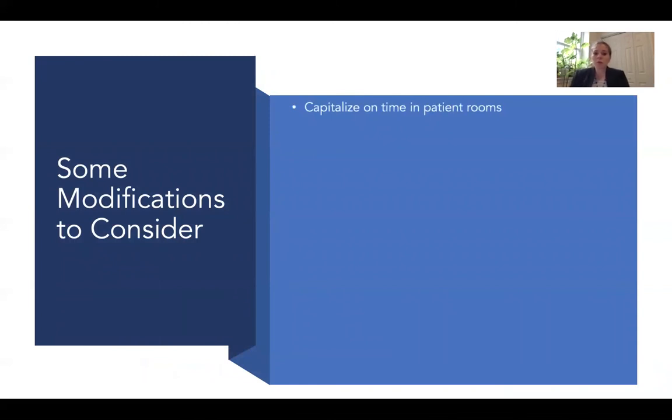There are some important ways in which we can adapt our ICU care practices for patients with COVID-19. This is especially important as we think about how to provide outstanding care, but also how to protect ourselves and our colleagues. Firstly, capitalize on the time spent in patient rooms. This means trying to find ways to concentrate your care and do as much as possible at once so that you can provide efficient care while saving personal protective equipment.